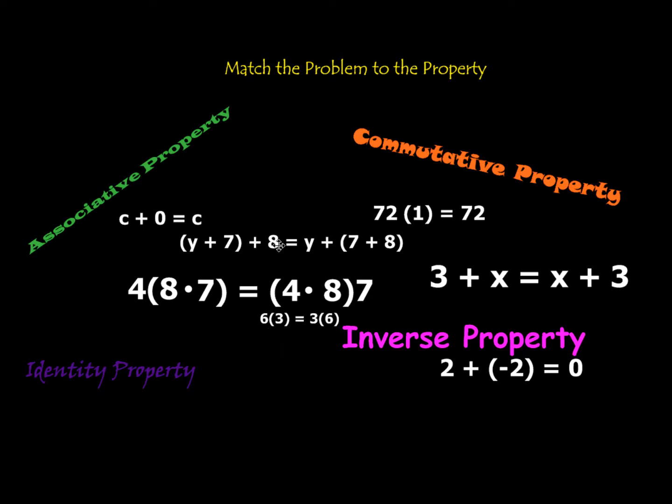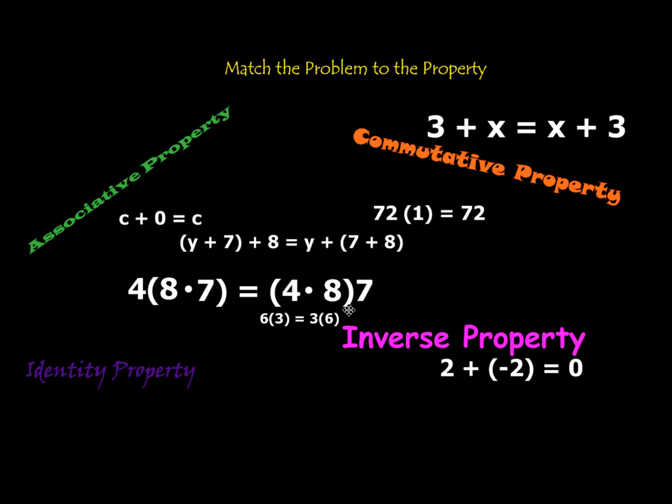All right, let's try another one. I'm going to take a look at, I think, this one. 3 plus x is equal to x plus 3. That's about the order and how you can flip-flop them, and you're still going to get the same answer. I think it's the commutative property. Oh, right on, my dear. You have it. Keep up the good work.